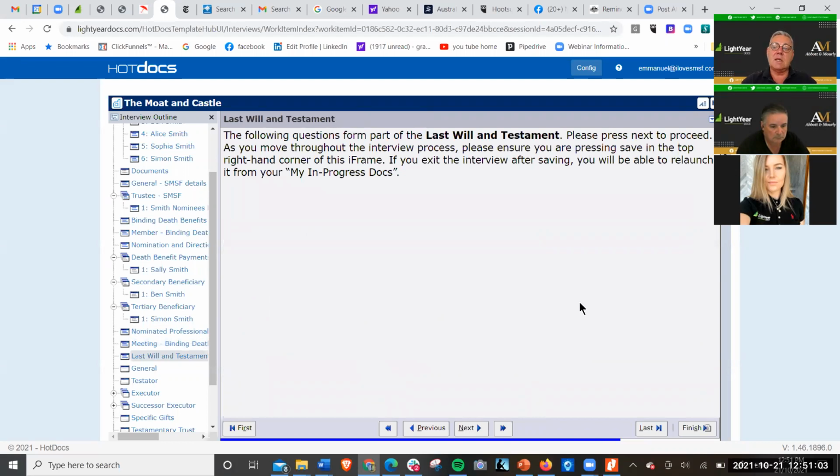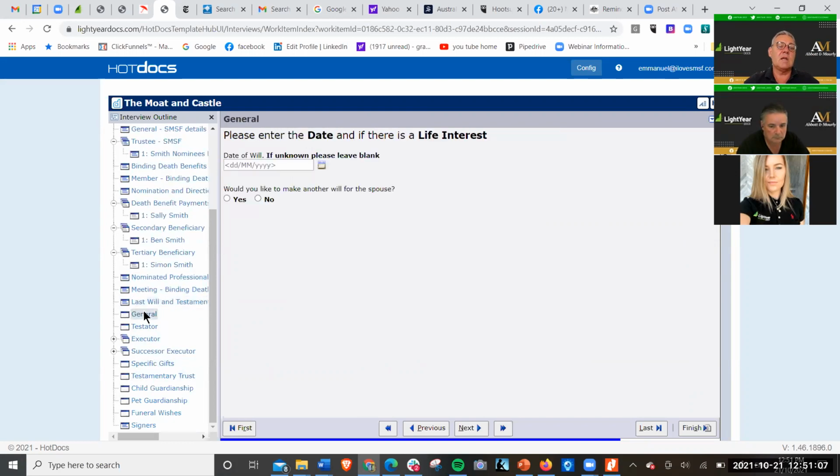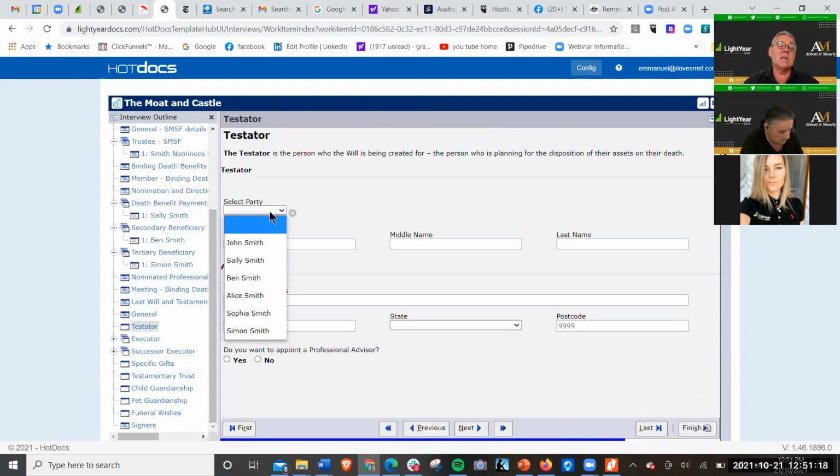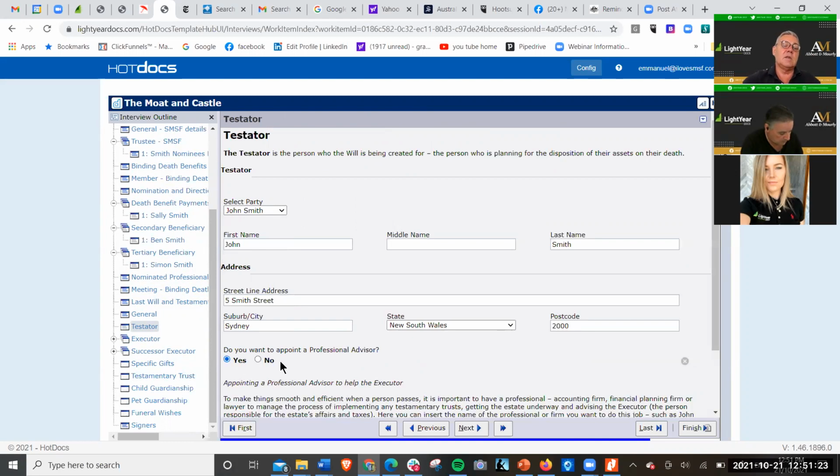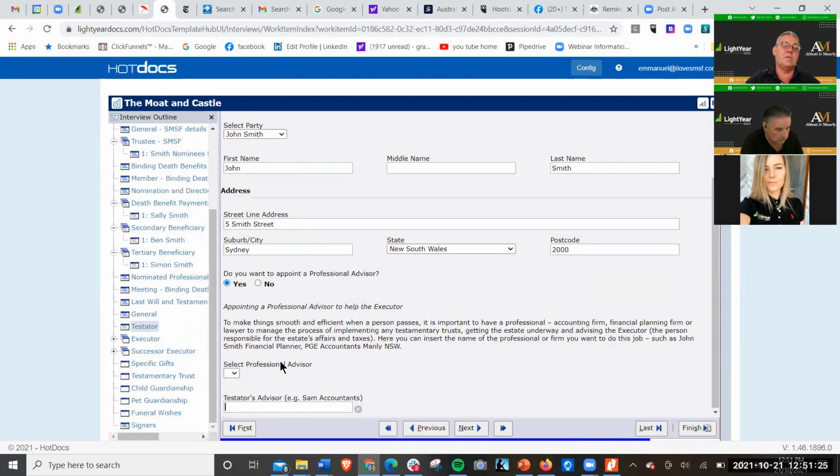So what I'm going to do here is I'm just going to build a quick will with Testamentary Trust. I love this little one that I've done. We can make another will for the spouse if we want. So I can make one for Sally, but I'm not going to do that one at this stage. The testator, it's John Smith. Do you want to appoint a professional advisor? Again, this is pretty important for you. So we've got John Jones from First Accountants.